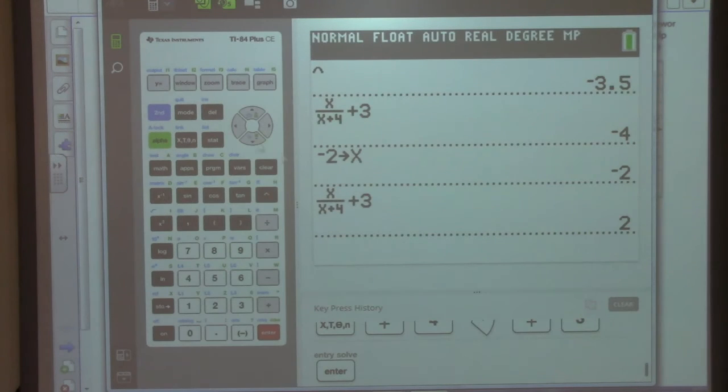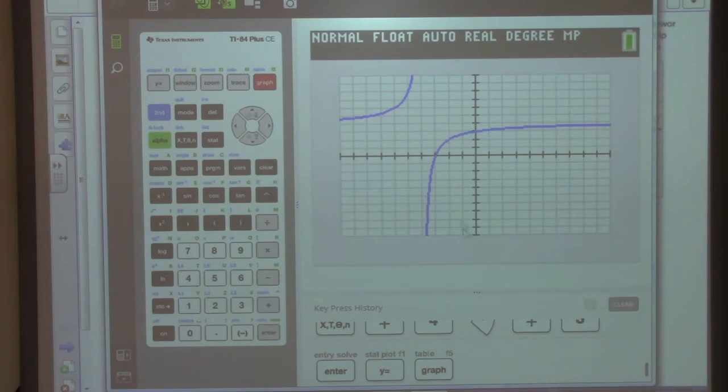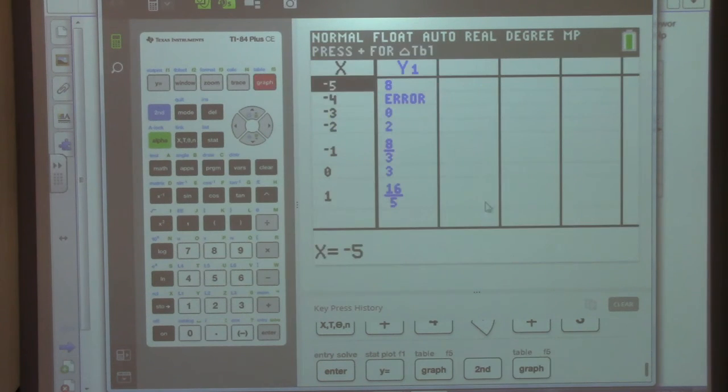So now in your calculator, I want to show by graphing where it is. And here's the equation graphed here. You see that? Then you can go to graph, and you can see where the graph touches or crosses the x-axis, at x equals negative 3. You can also check using your table view, and you can see your excluded value here of negative 4, and then our solution here at x equals negative 3.